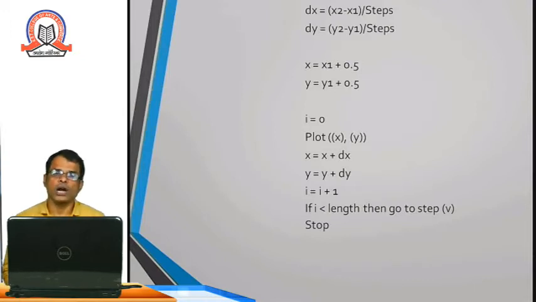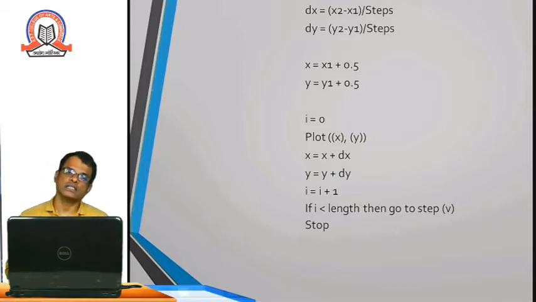After that, you have to calculate the incrementing value in x as well as in y. When we are plotting, after plotting the first point, we have to increase the value of x and y to plot another point. So that increment we have to decide. How are we going to calculate that increment? dx is equal to x2 minus x1, that is the difference, divided by steps, and dy is equal to y2 minus y1 divided by steps.